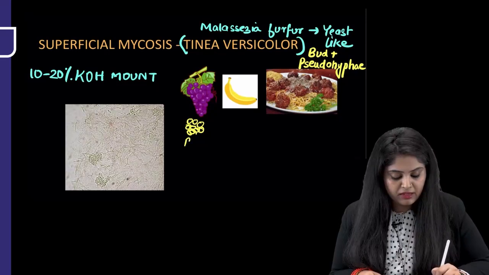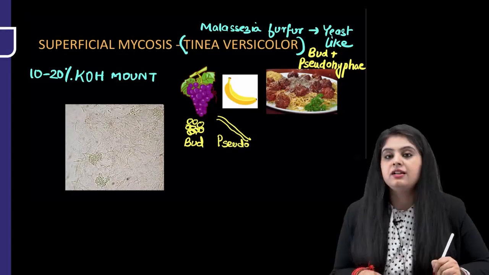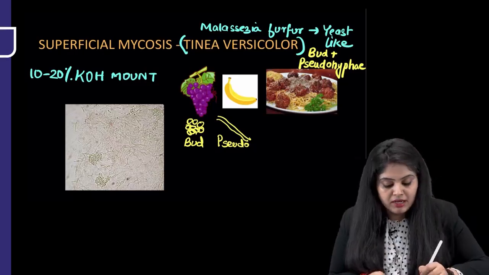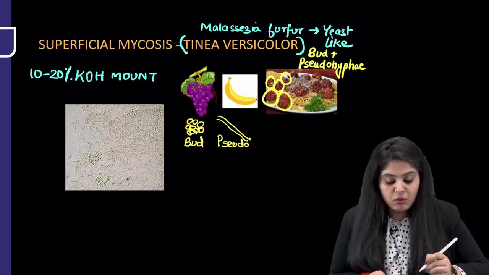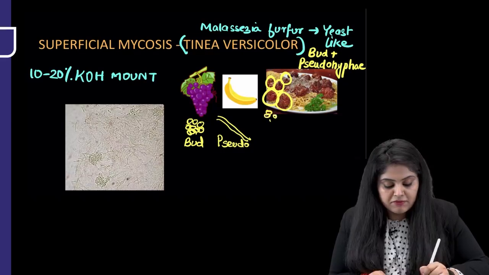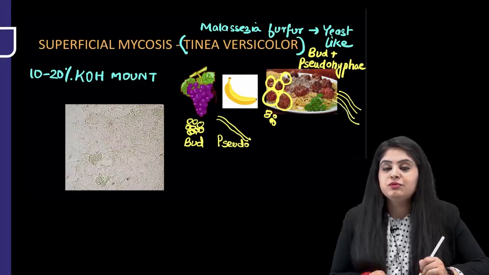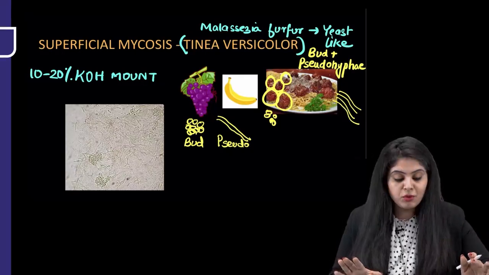So these are all the buds. And then we have something which is going lengthy like this, and these are going to be the pseudo hyphae. So this is looking like a banana. So can I call it the banana and grapes appearance if you're vegetarian? But if you're non-vegetarian, then the buds, you're going to call as the meatball, and these are going to be the budding form of it. And all the lengthy one, you're going to call it as spaghetti pasta. So many food items that I have ruined for all of you.